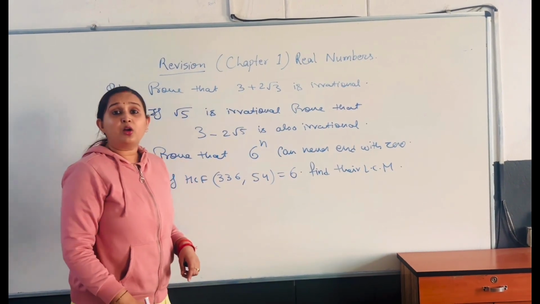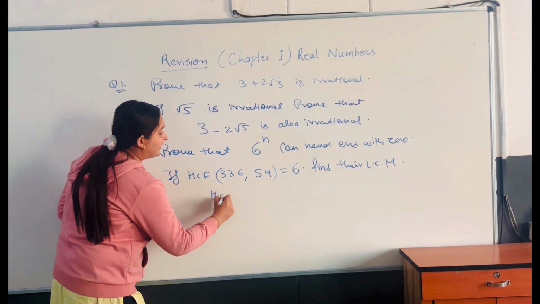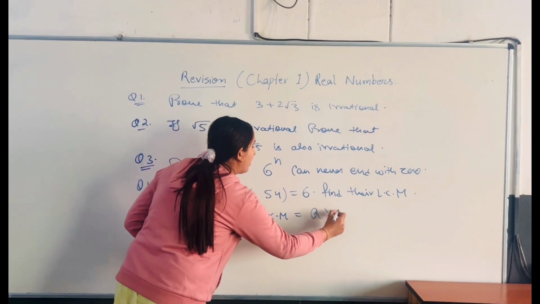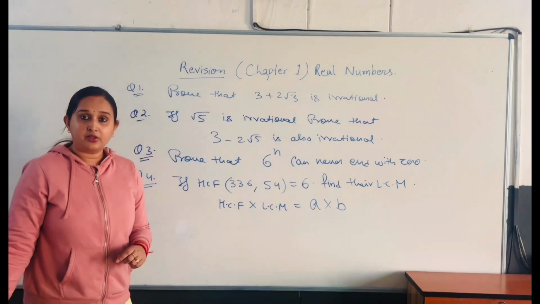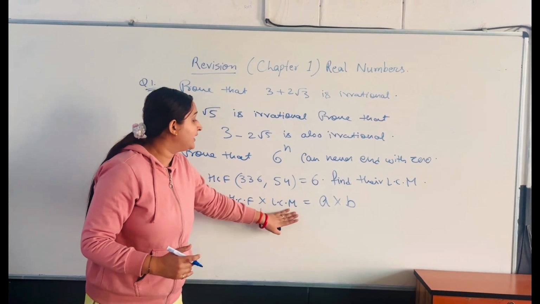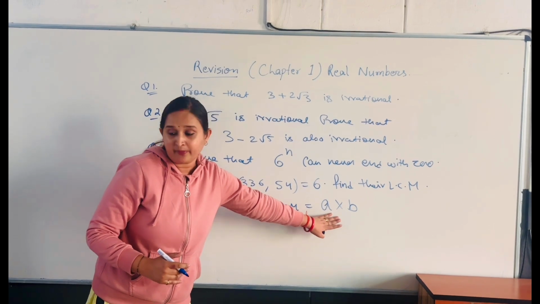So which concept are you going to use? HCF into LCM is equal to the product of the two numbers. So this is the fundamental theorem of arithmetic. HCF into LCM is equal to A into B.